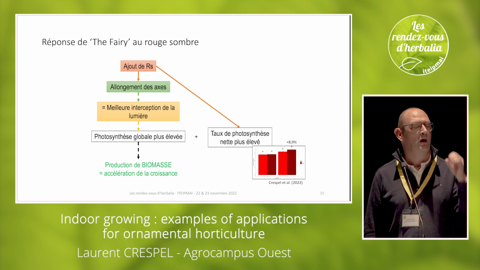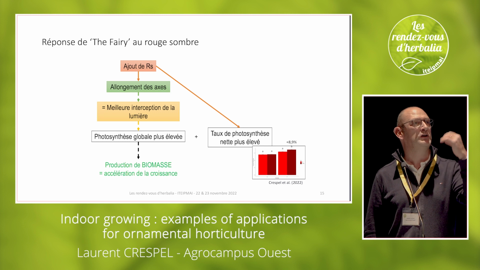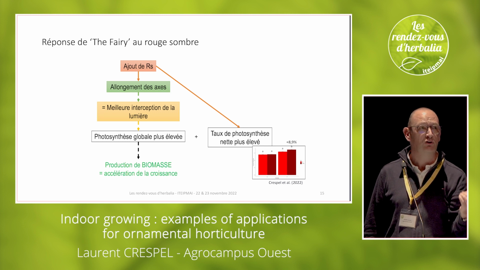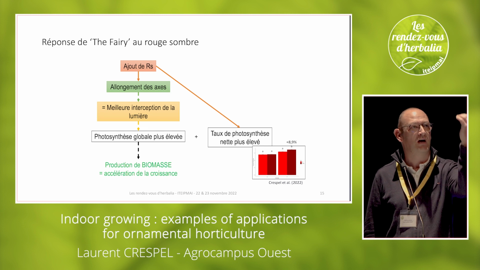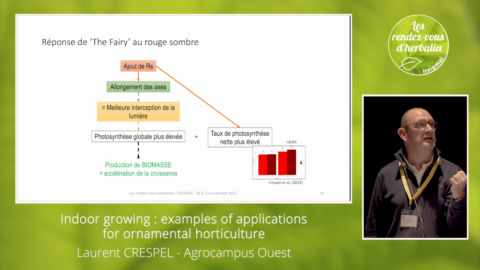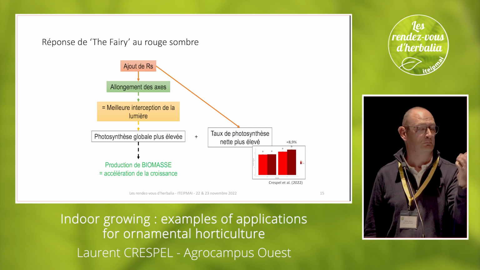More dark red caused two things. Longer stem, so longer internode length, so better penetration of the light through the canopy, so better photosynthesis. So that's an advantage that is very important. More photosynthesis, so more biomass, so more branches.